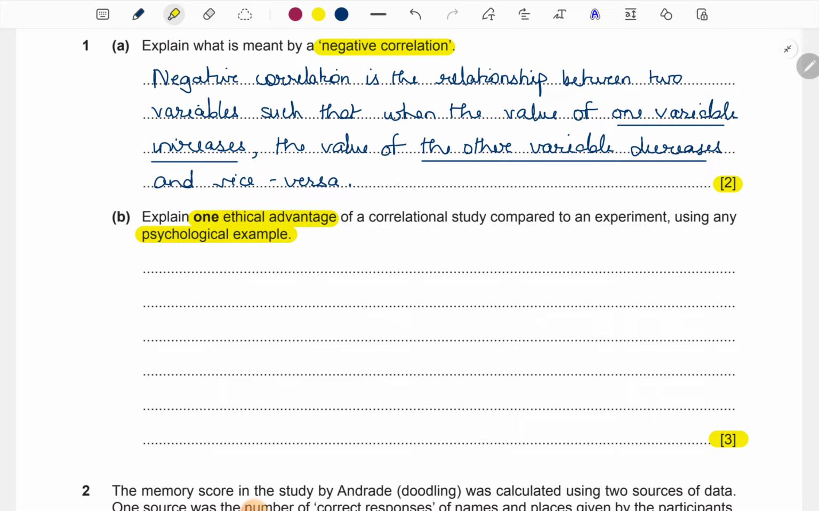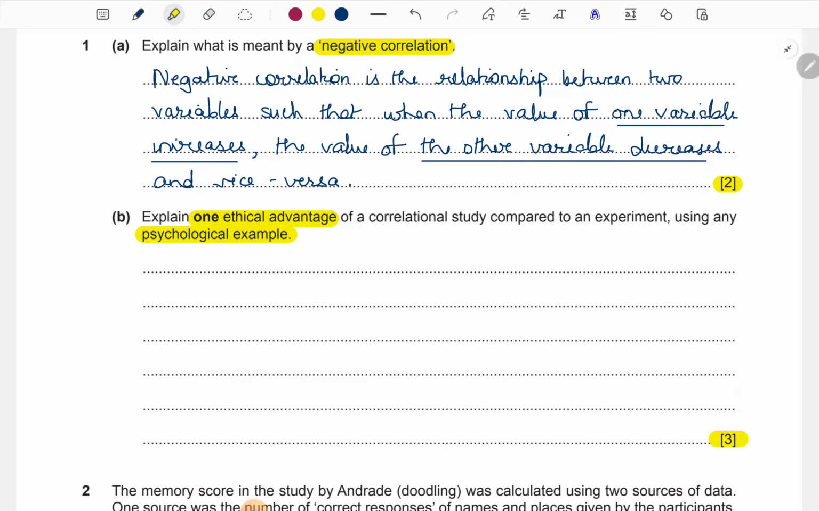When they say psychological example, they mean any general example will do, because not necessarily for every type of question is there an example in your core studies. Even if there is, sometimes they are accepting of you using your own imagination and your own reasoning to come up with examples. In fact, that's good for you to think independently.